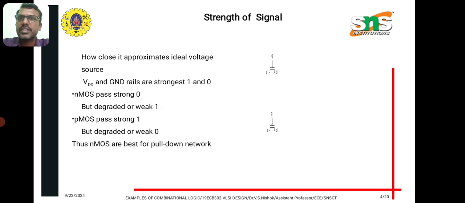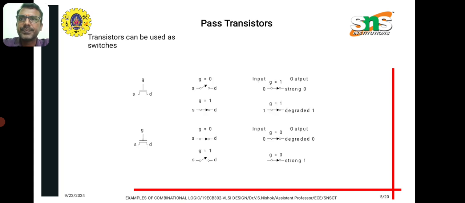Coming to the strength of a signal, if we pass a signal through the NMOS transistor, NMOS is better at passing strong 0 but degraded or weak 1, and similarly PMOS passes strong 1 and degraded or weak 0. Thus NMOS is best for the pull down network and PMOS is best for the pull up network.